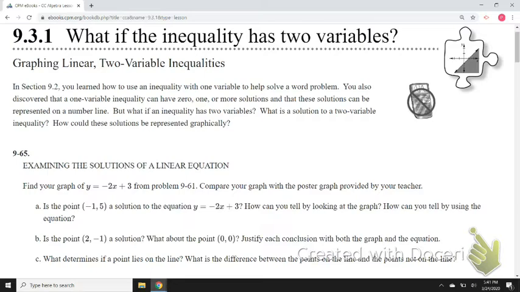So 9.3.1, what if the inequality has two variables? In section 9.2, you learned how to use an inequality with one variable to help solve a word problem. You also discovered that a one variable inequality can have 0, 1, or more solutions, and that these solutions can be represented on a number line. But what if an inequality has two variables? What is a solution to a two variable inequality? How could these solutions be represented graphically? Let's look at the first one here, 9-65.